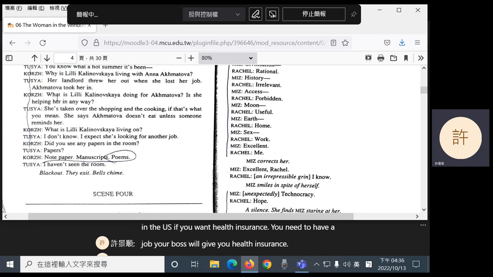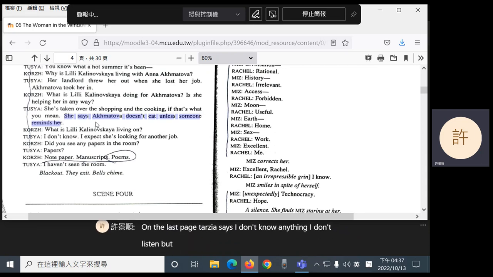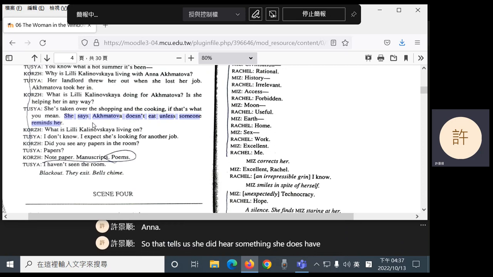Okay, so Kors's next question. What is Lily doing for Anna? Is she helping her in any way? Tasya says she's doing the shopping and the cooking. She says Akhmatova doesn't eat unless someone reminds her. Huh. On the last page, Tasya says, I don't know anything, I don't listen. But here, she is able to tell Kors what Lily said about Anna. So that tells us she did hear something. She does have conversations with them.